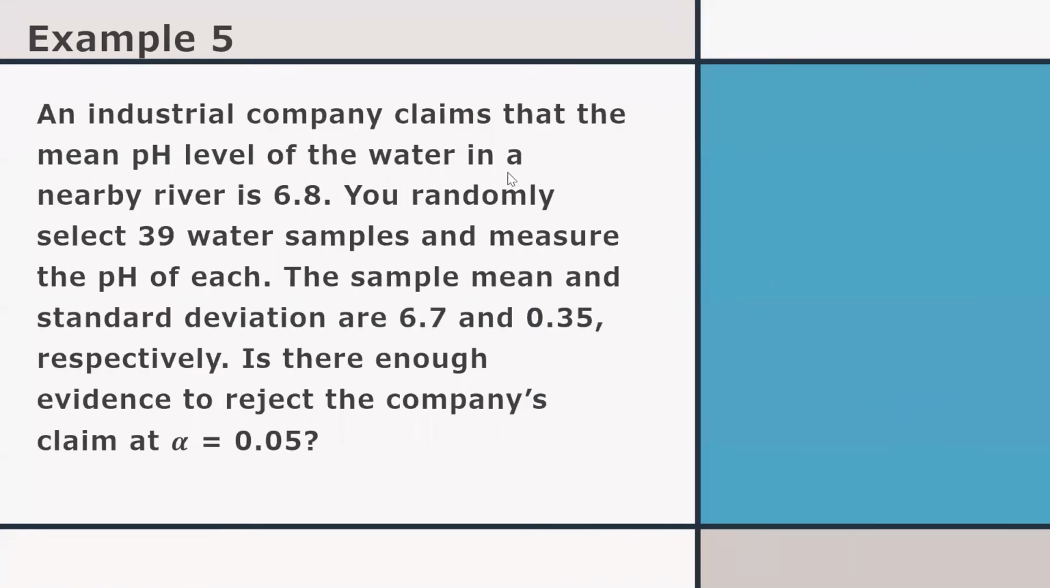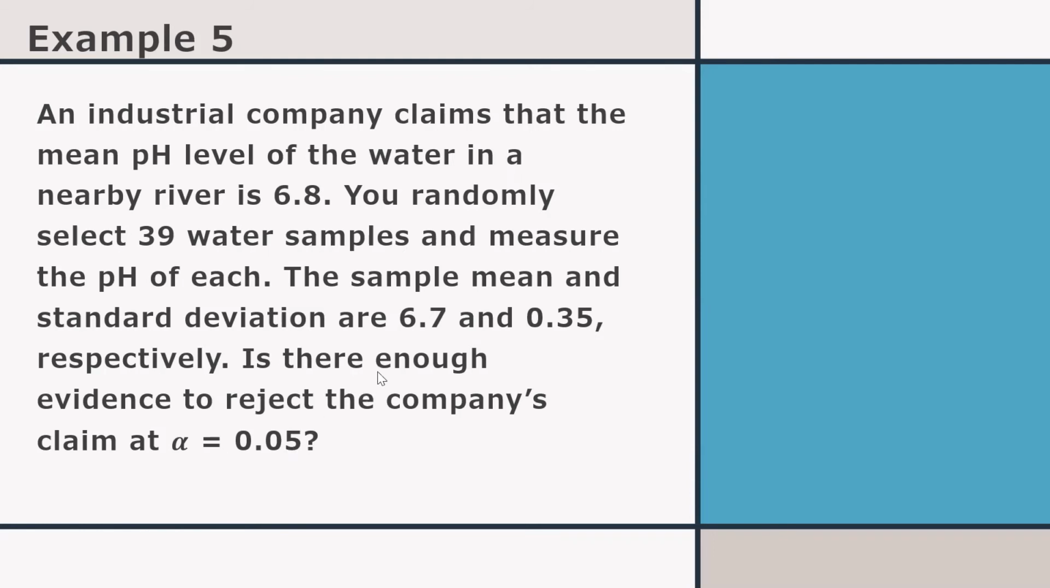Now let's have example number 5. An industrial company claims that the mean pH level of the water in a nearby river is 6.8. You randomly select 39 water samples and measure the pH level of each. The sample mean and the standard deviation are 6.7 and 0.35 respectively. Is there enough evidence to reject the company's claim at 0.05?